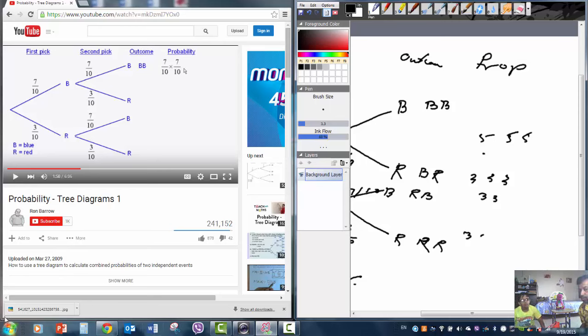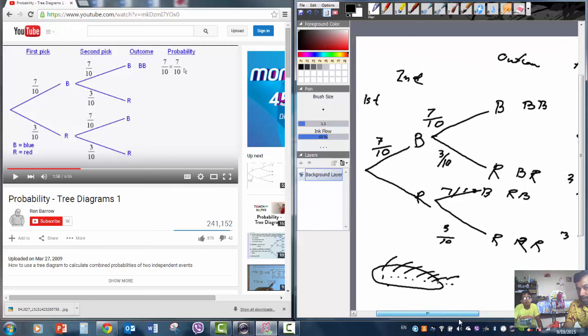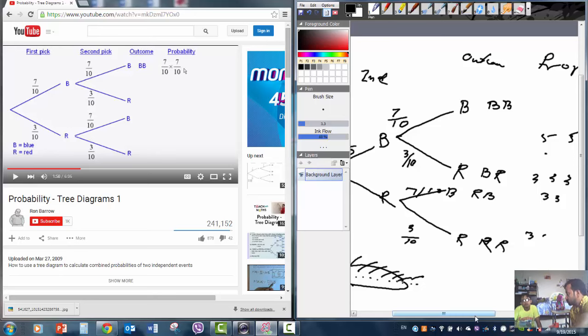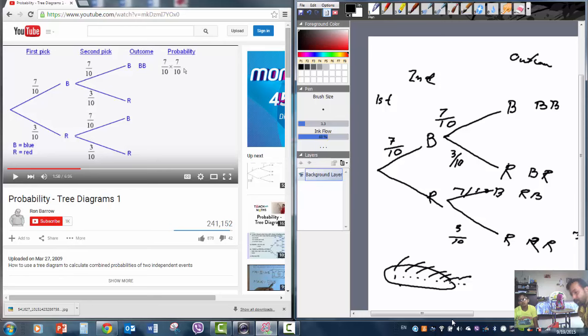And there's actually a common rule, the logic of multiplication in probability. If you want to find the probability of something at the end of a branch of the tree diagram, you always multiply along the branch. If you multiply the probabilities along the branch, that gives the probability of this. In the same way, to get the probability of blue red, what should you do? We should multiply 7 over 10 and 3 over 10.